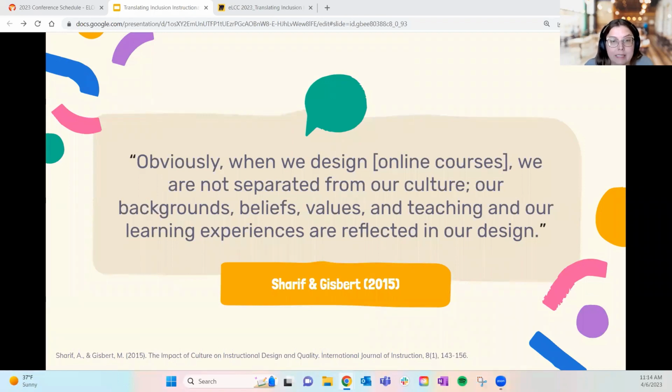The basics, obviously, when we design online courses, we are not separated from our culture, our backgrounds, our beliefs, values, and teaching, or our experiences are reflected in our design. So the basics in this research and this model is that we can't separate ourselves from our worldview. And when we design online learning environments, those things come out, whether we like them to or not. So this is important, and really even the foundation as we get into the CSID model, or the culturally sustaining instructional design model.